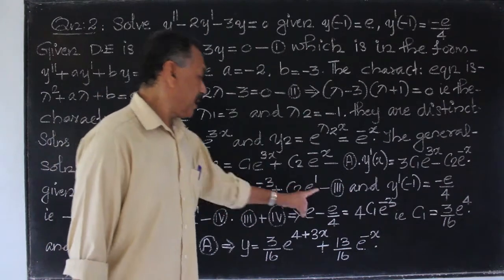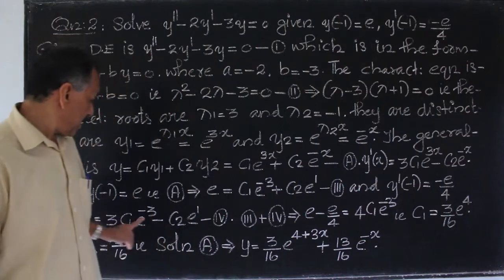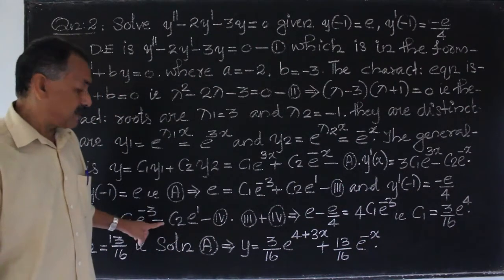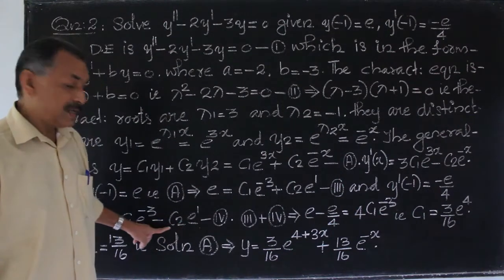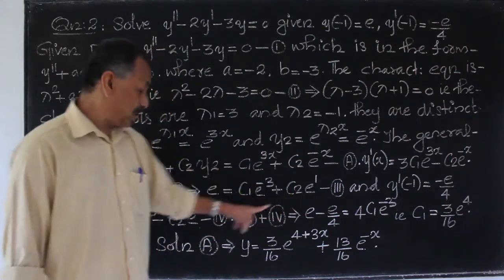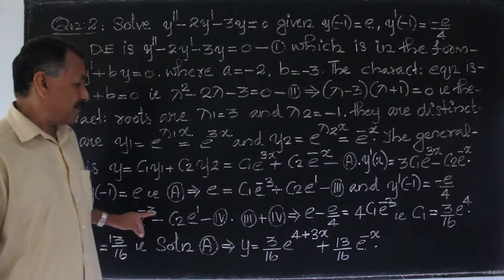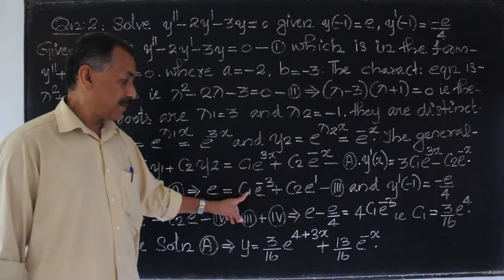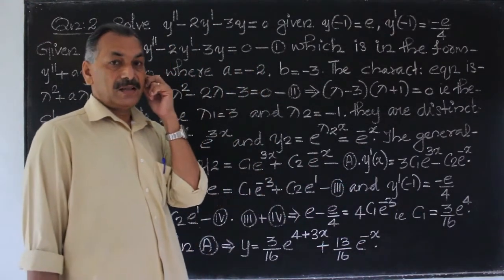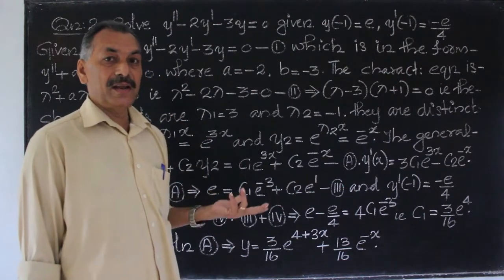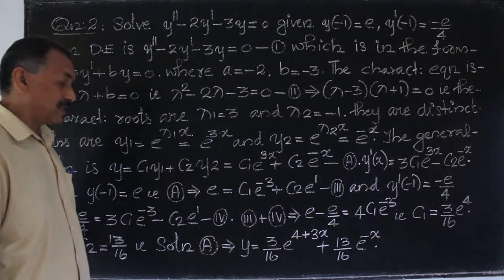Then 3: c1 e raised to minus 3 plus c2 e raised to minus 1, and 4: 3 c1 e raised to minus 3 minus c2 e raised to minus 1. The c2 e raised to 1 terms cancel. But 3 c1 e raised to minus 3 plus c1 e raised to minus 3 gives 4 c1 e raised to minus 3. Adding 3 and 4, the left side is e minus e by 4.